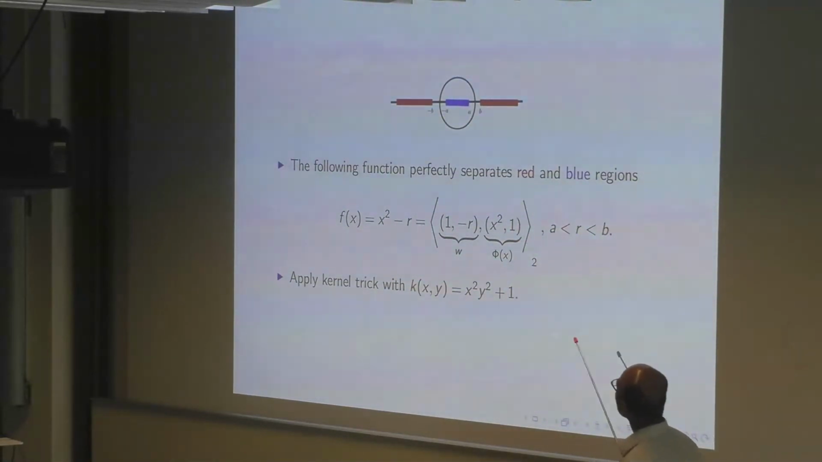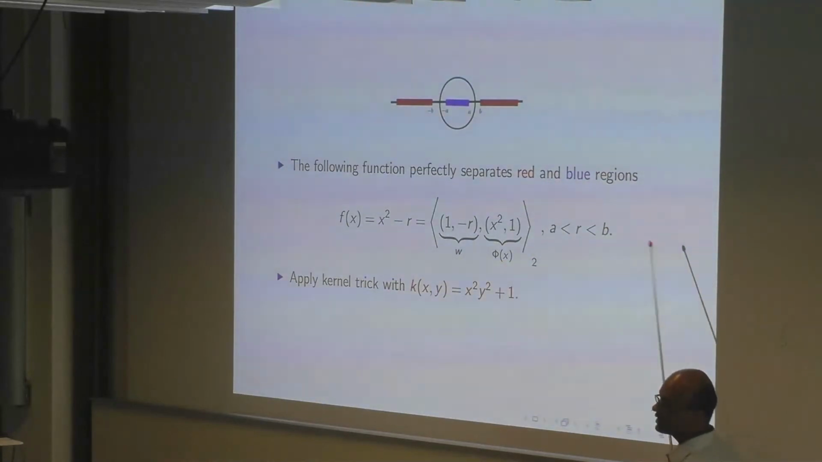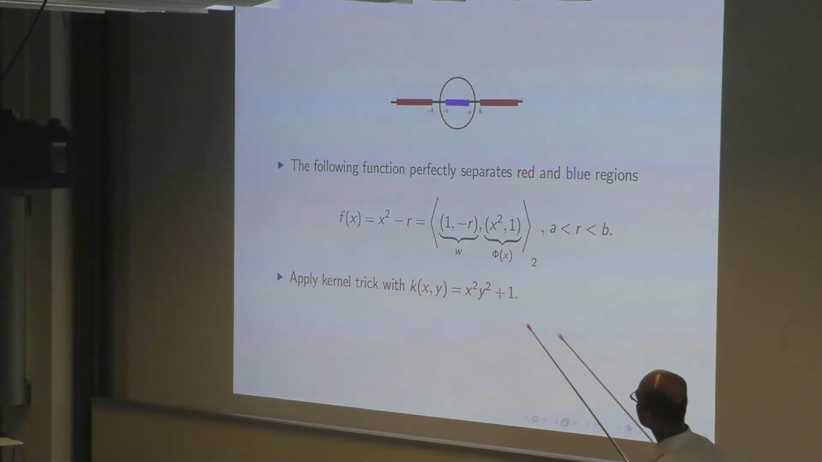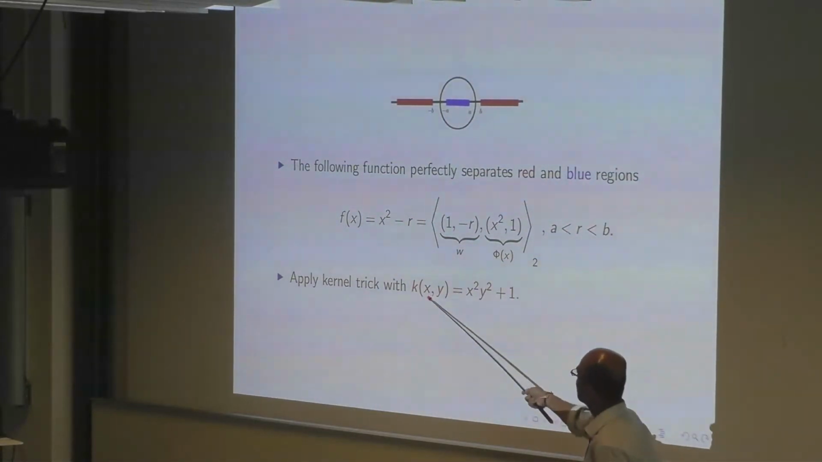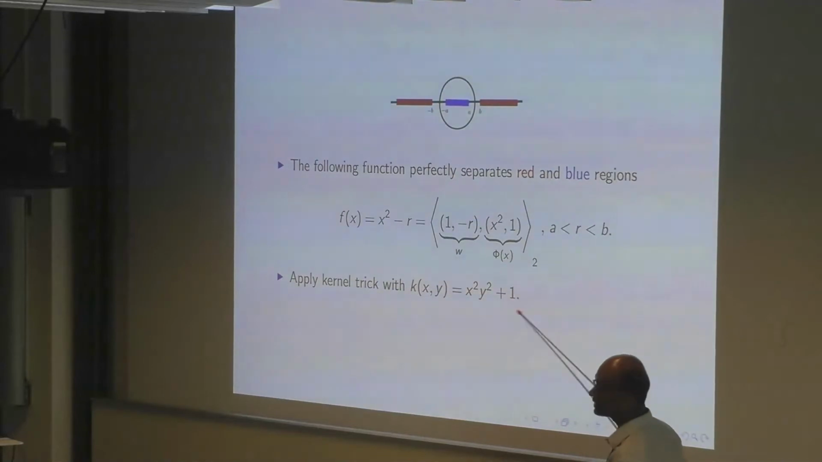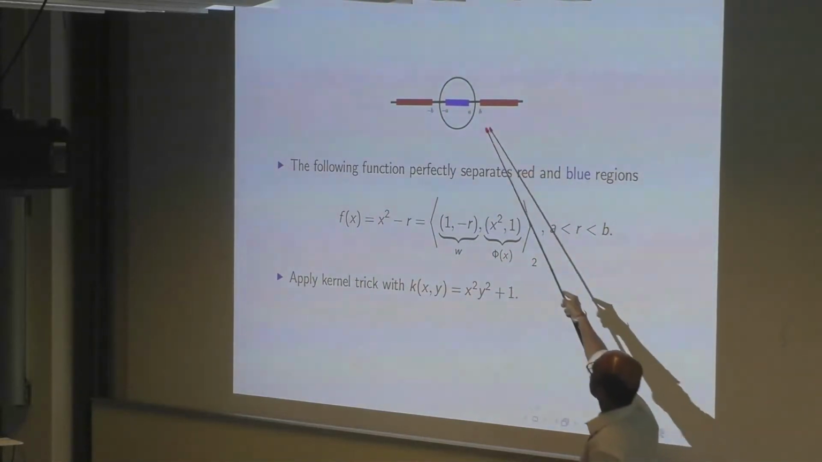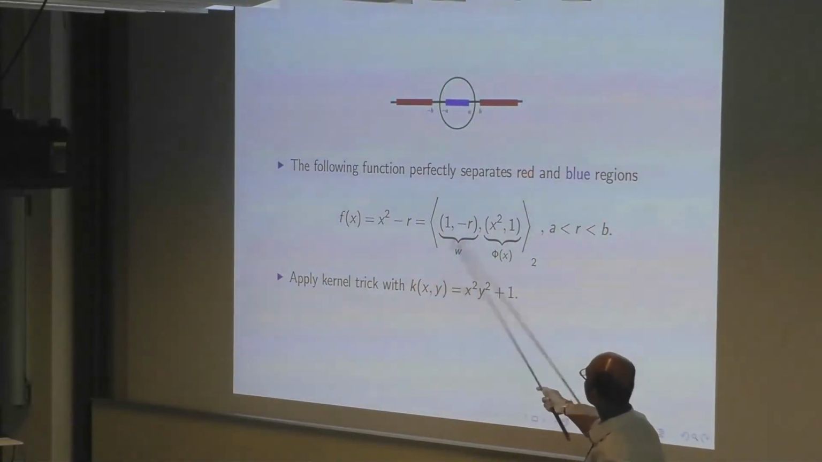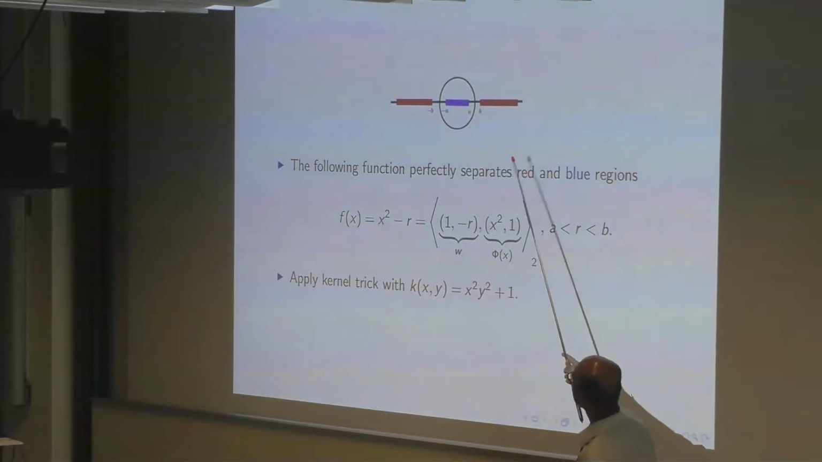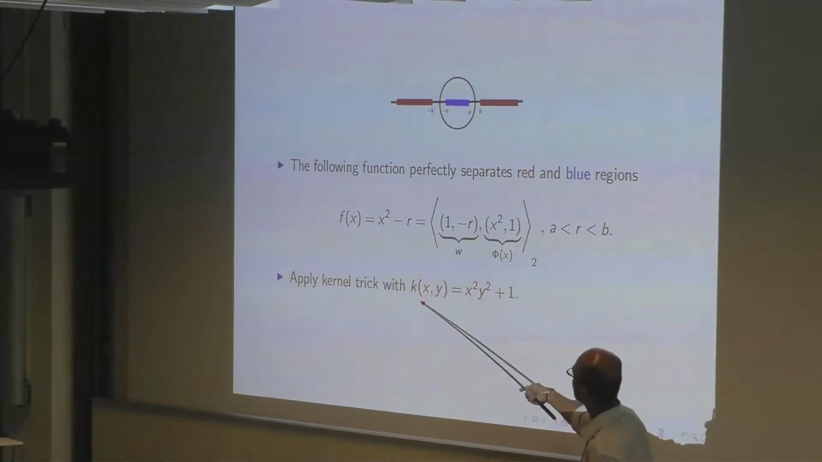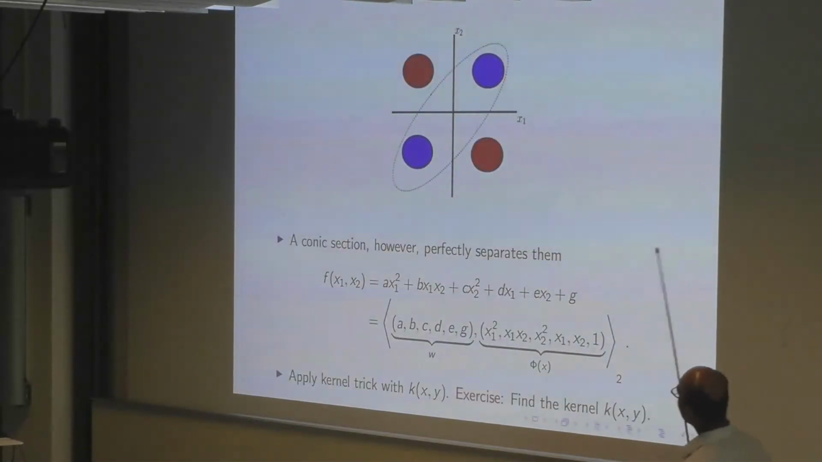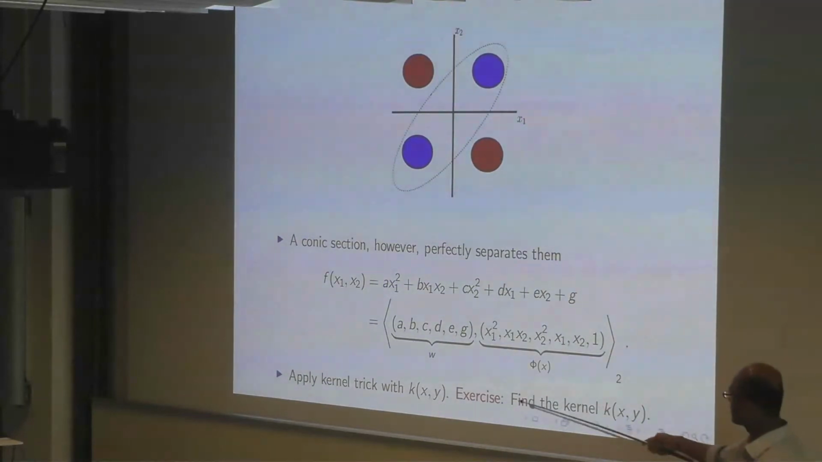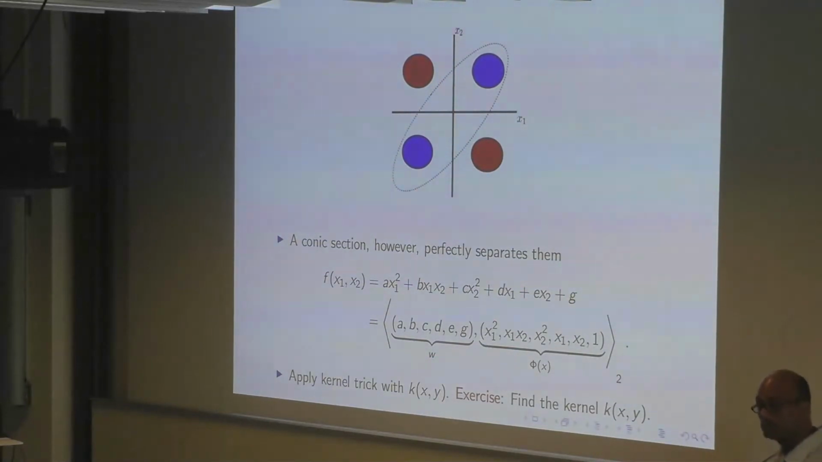If you want to do this in the examples that we saw before, we saw that this is the feature map, and if you apply the kernel trick with this kernel, because for this feature map this is the kernel, then if you apply simple SVM or any binary classification using this kernel, it is just going to separate those points. And similarly here, the exercise is, for this problem, you find out what is the kernel function that you have to use.